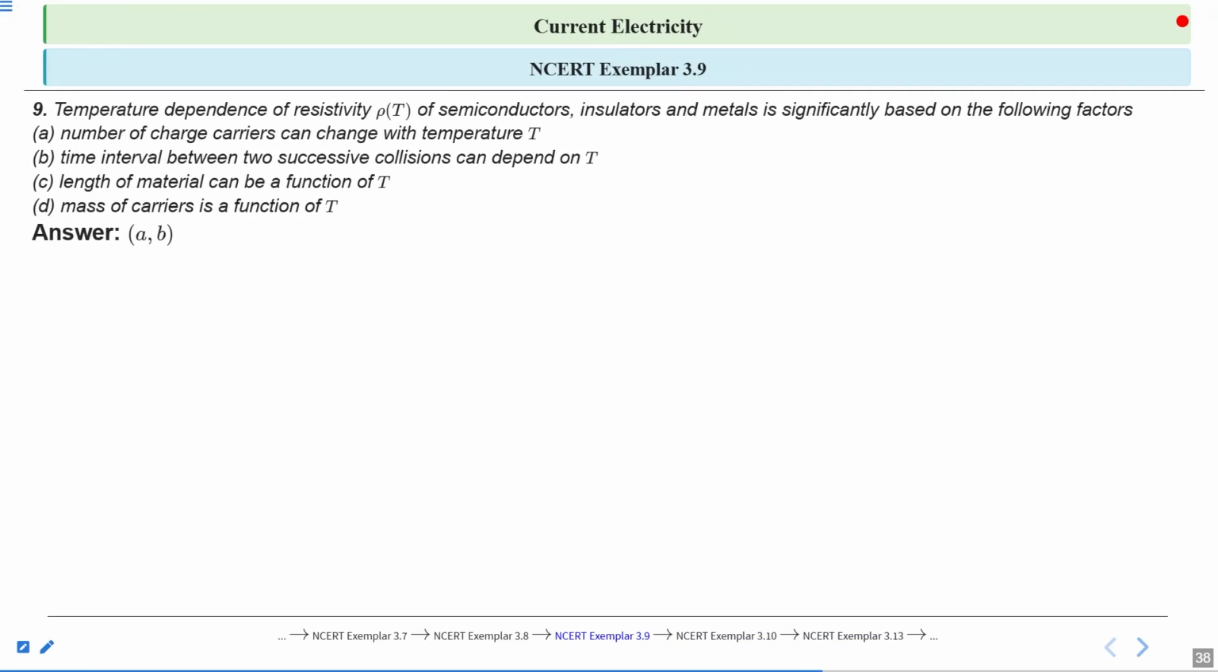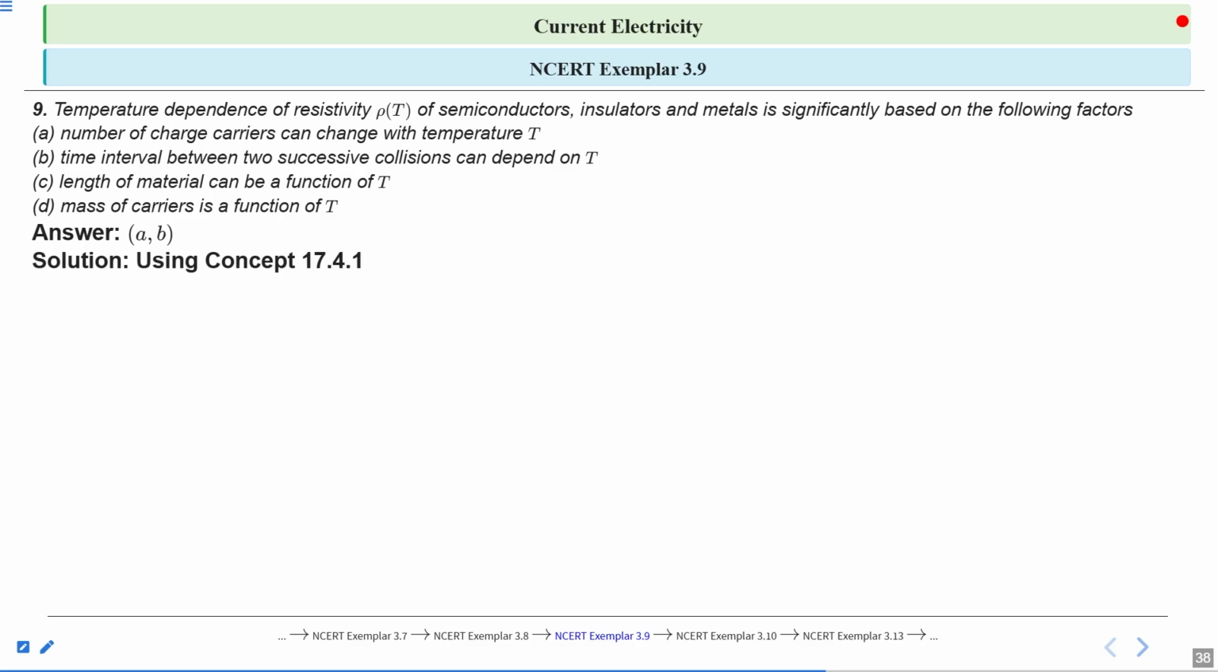So the correct options are A and B. Number of charge carriers can change with temperature T, and time interval between two successive collisions can depend on T. The number of charge carriers changing with temperature T applies to insulators and semiconductors. And second, option B is correct for metals.